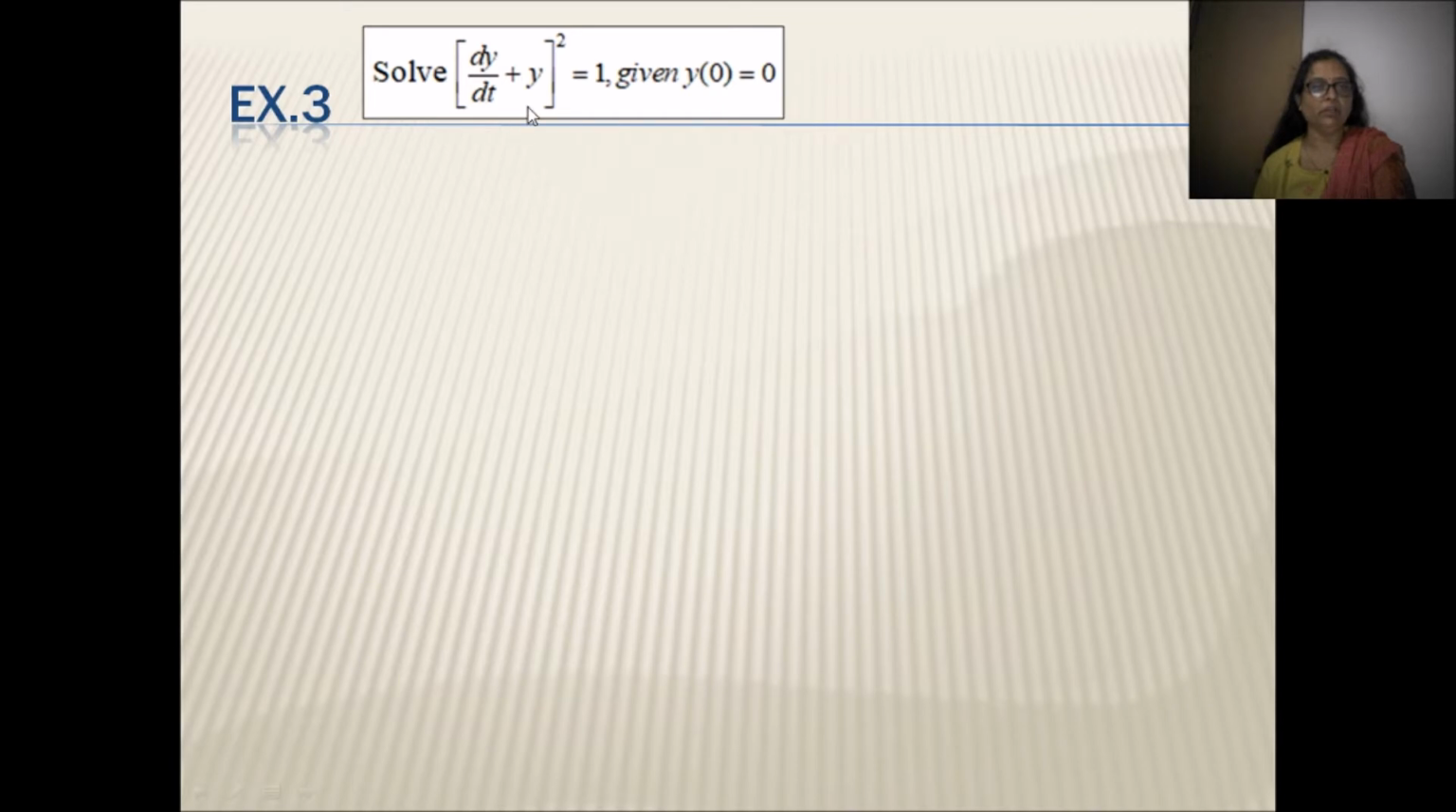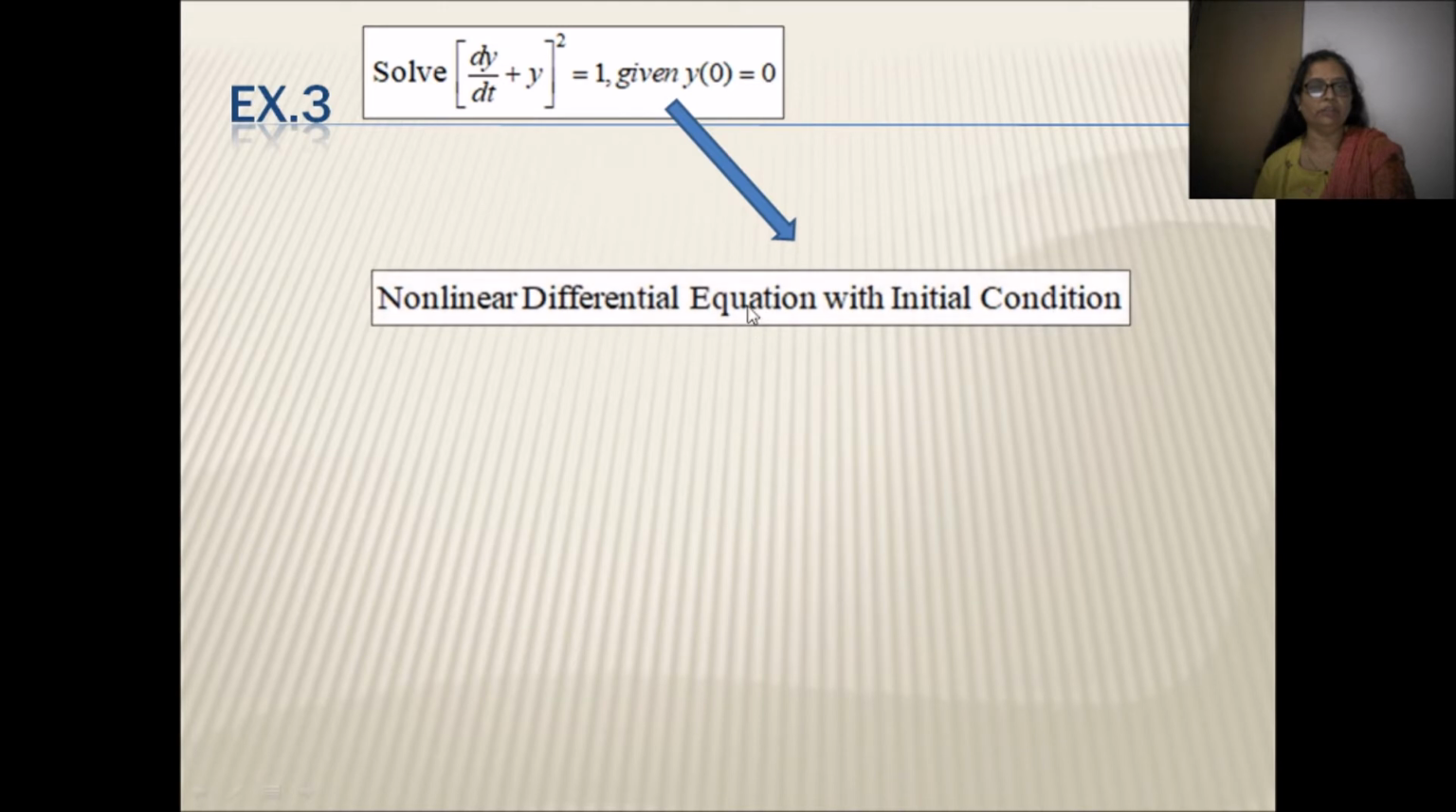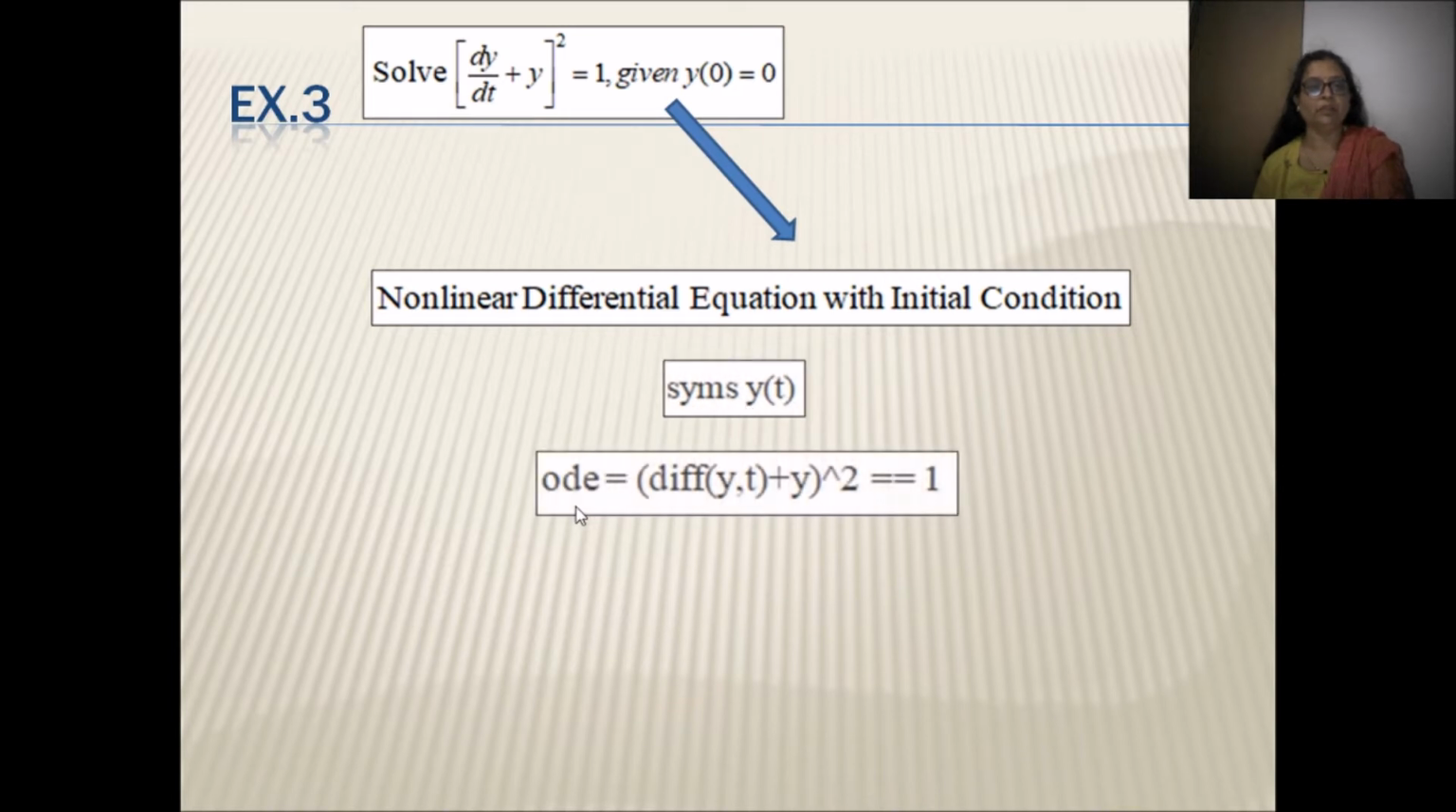The given ordinary differential equation is a nonlinear differential equation and one condition is given, therefore with initial condition. First step is syms y of t. Then the ordinary differential equation is given by diff y comma t, that means dy by dt term, plus y, and then apply here the arithmetic operation, whole square term. Now equal, that means double equal 1.